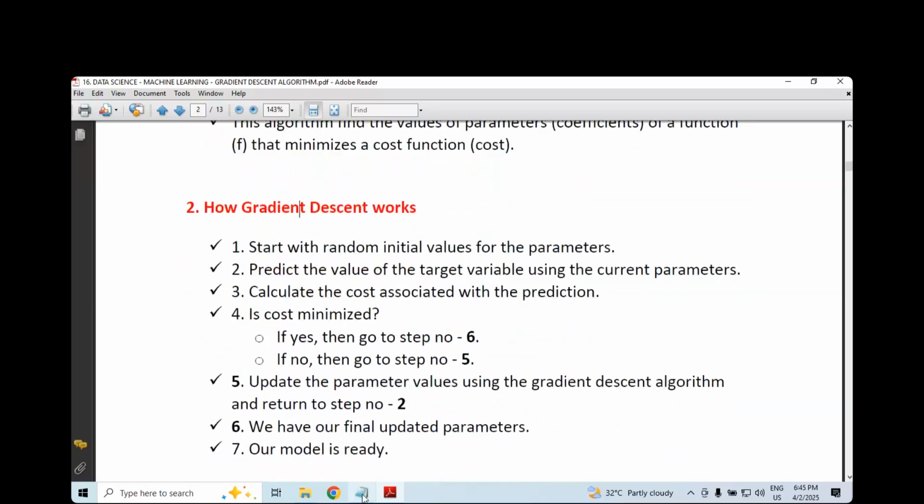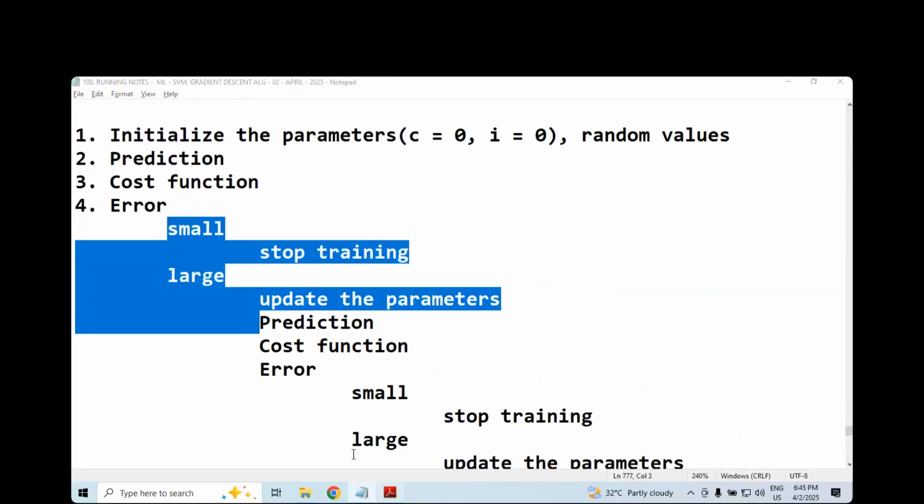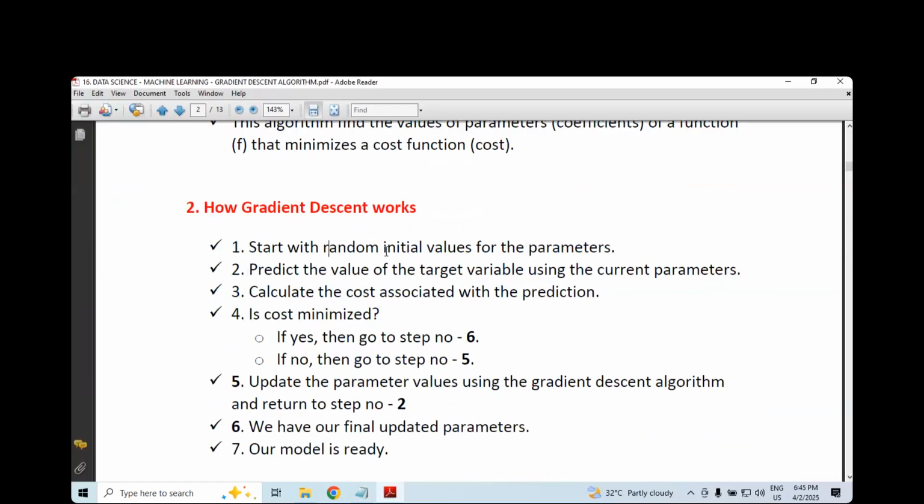How does the gradient descent algorithm work? I have given it step by step. Step one starts with random initial values for the parameters. Then prediction: predict the values of the target variable using the current parameters. To do the prediction, the current parameters are required.